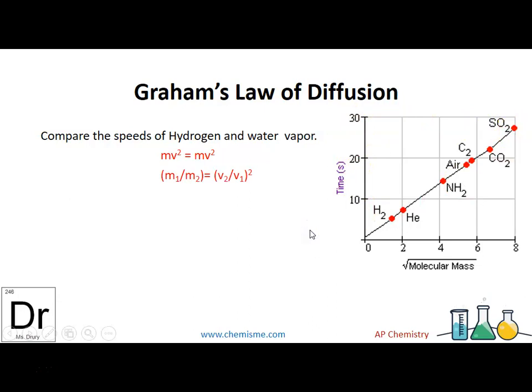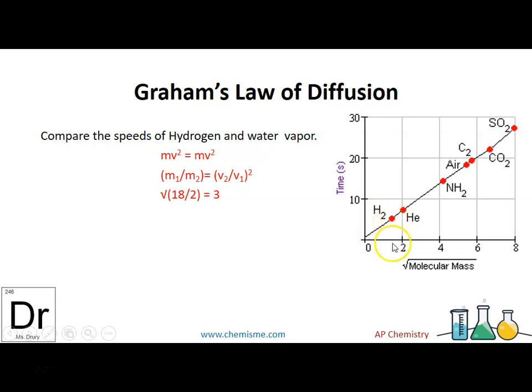We can manipulate the equation so it looks more like this, where the mass is on the left and the velocity is on the right. So that way we can actually calculate how much faster. Whenever I do this calculation, I show the top mass being the more massive one because it's easier to do in my head. So water weighs 18, and hydrogen only weighs 2 because H2. So that way it's easier to do in my head. 18 divided by 2 is 9. The square root of 9 is 3. What this means is that the hydrogen will go 3 times faster than water would.